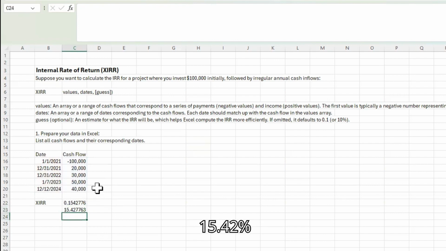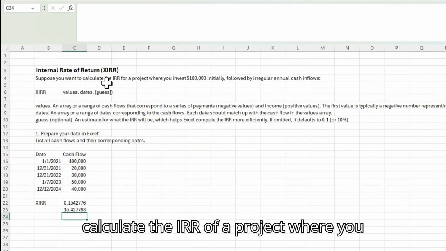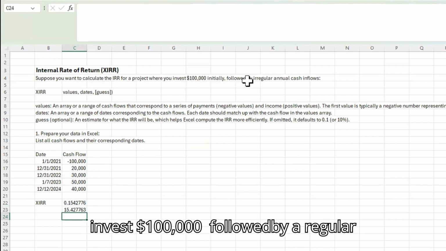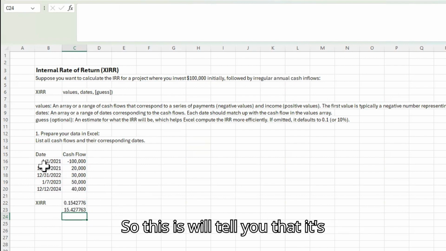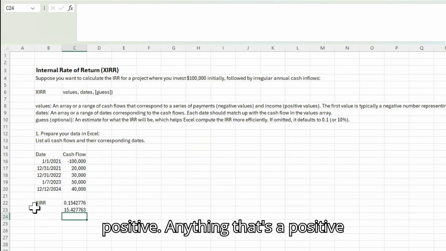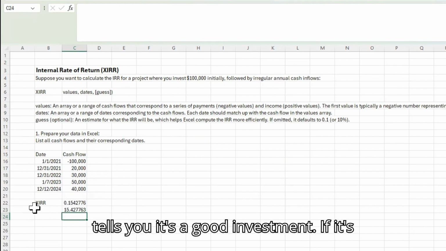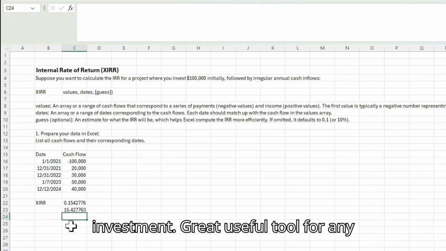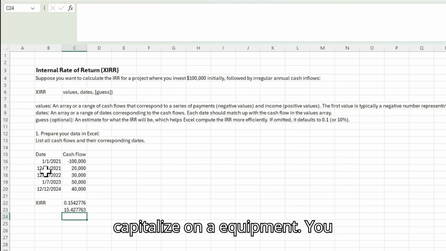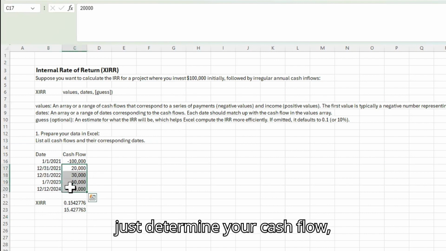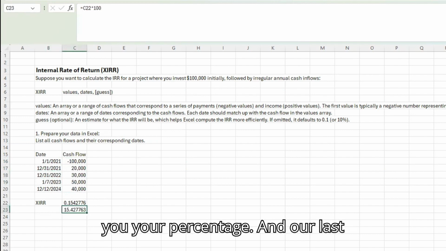And it equates to 15.42%, which our example was, suppose you want to calculate the IRR of a project where you invest $100,000 followed by irregular annual cash flows. So this will tell you that it's a positive, anything that's a positive integer or positive rate, that tells you it's a good investment. If it's a negative, that tells you it's a bad investment. Great useful tool for any kind of small business wants to capitalize on a equipment. You just determine your cash flow. It could be irregular, and then your dates, and enter into this function, and it tells you your percentage.